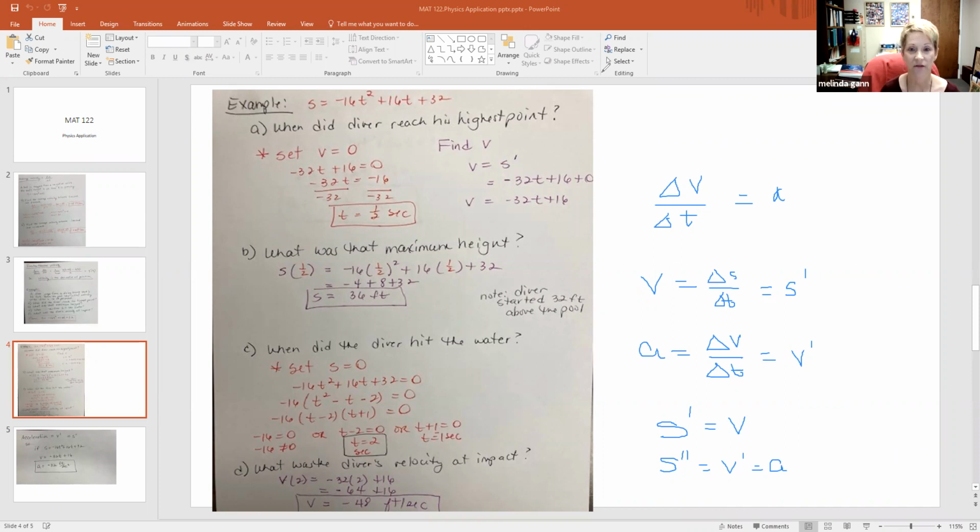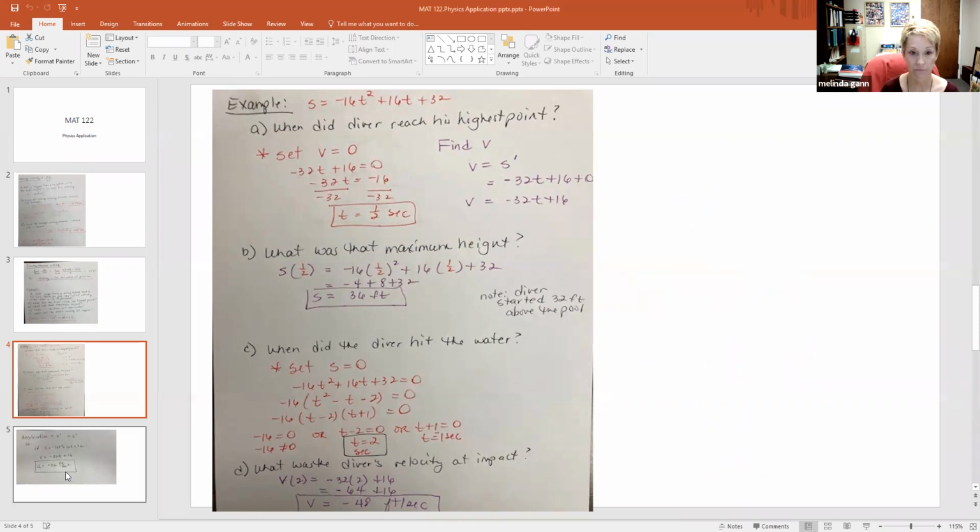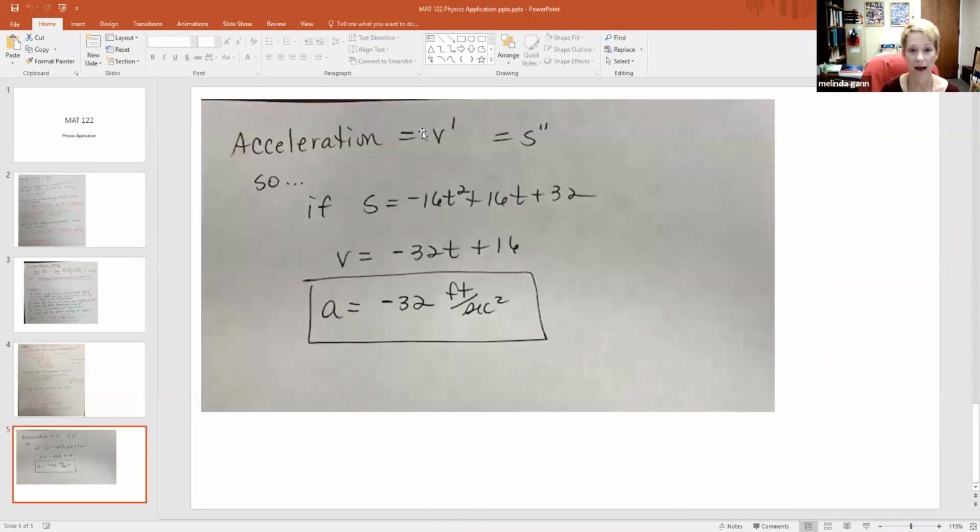So look what this next little slide just kind of says real quick. Acceleration is the derivative of velocity. So notice what happens. I'm going to give you a position function. So to get velocity, you take the derivative. And when you do, you get a new function. Well, what happens if you take the derivative of your new function? You get acceleration.